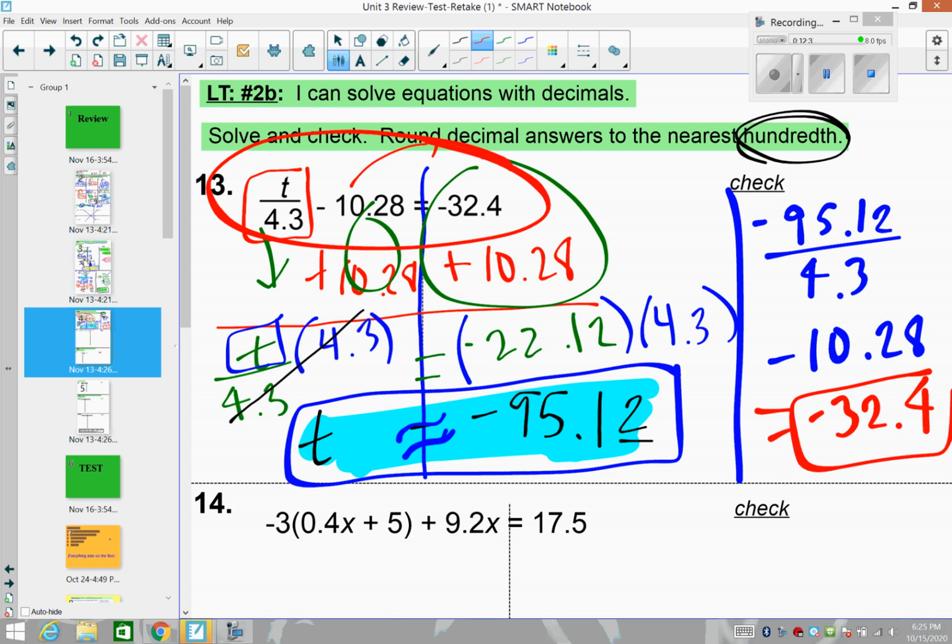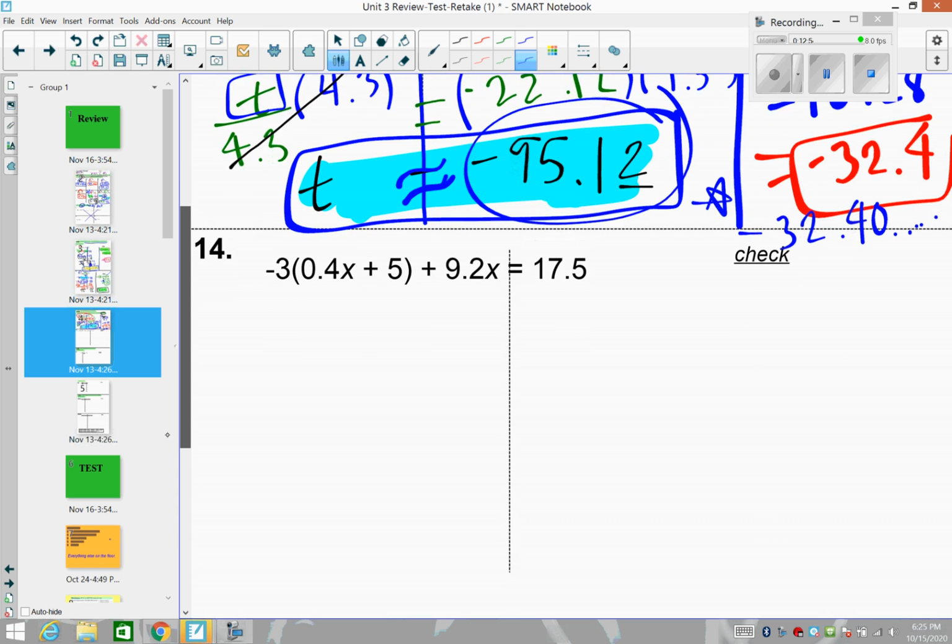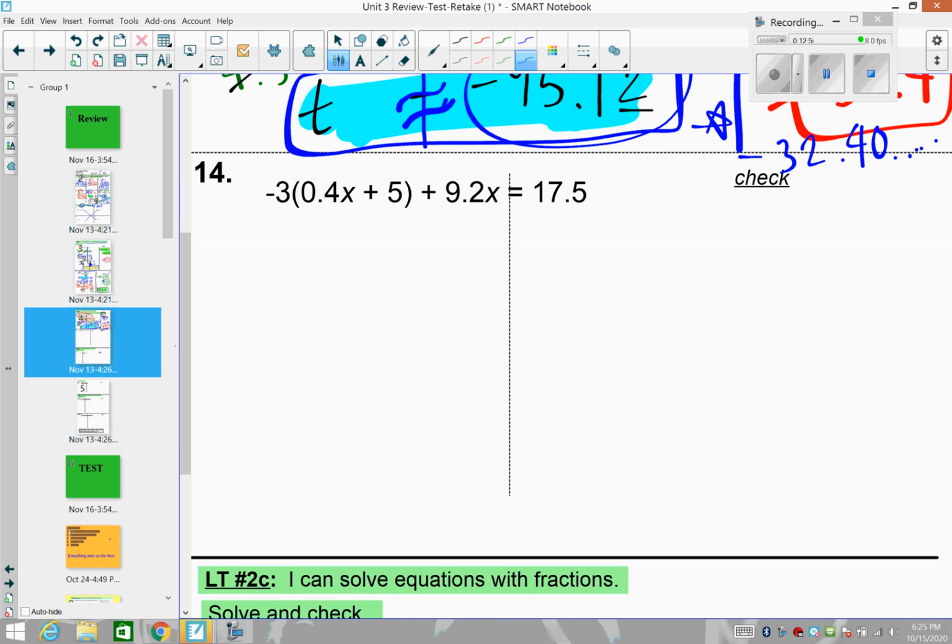And indeed, I did get something very close. I got negative 32.40. There's some other digits there, but close enough because when we round, we lose that perfection. So we do know that this is the correct answer. Approximately equal to negative 95.12. Boom. Same learning target. Solve an equation with decimals.